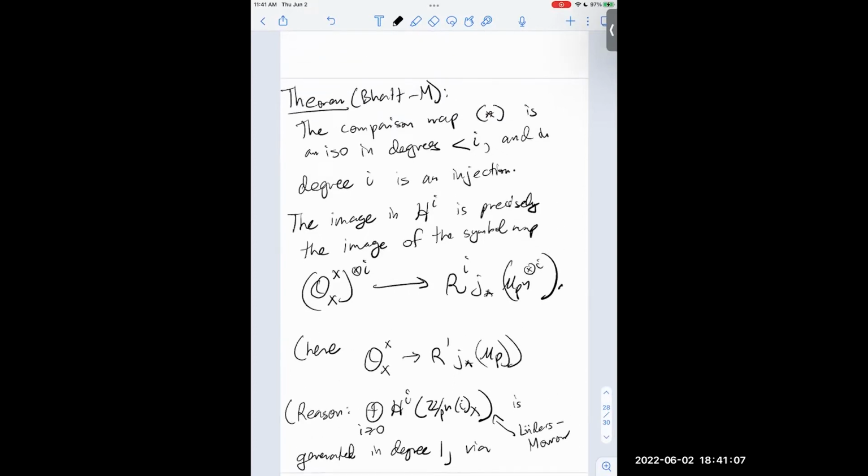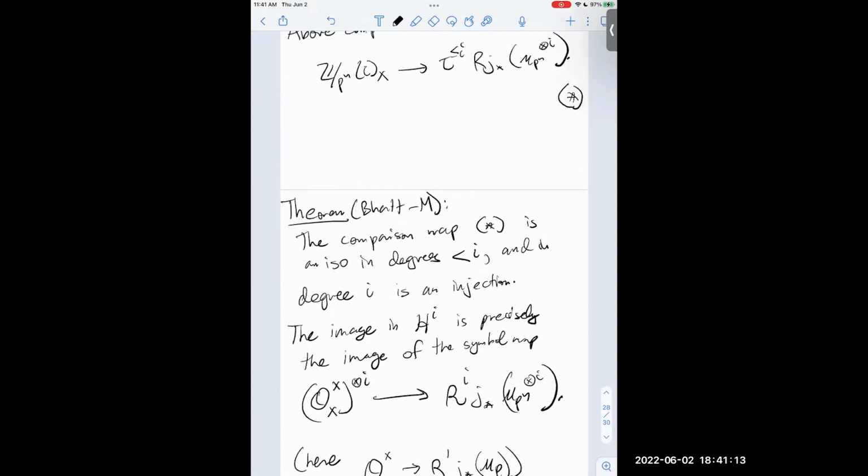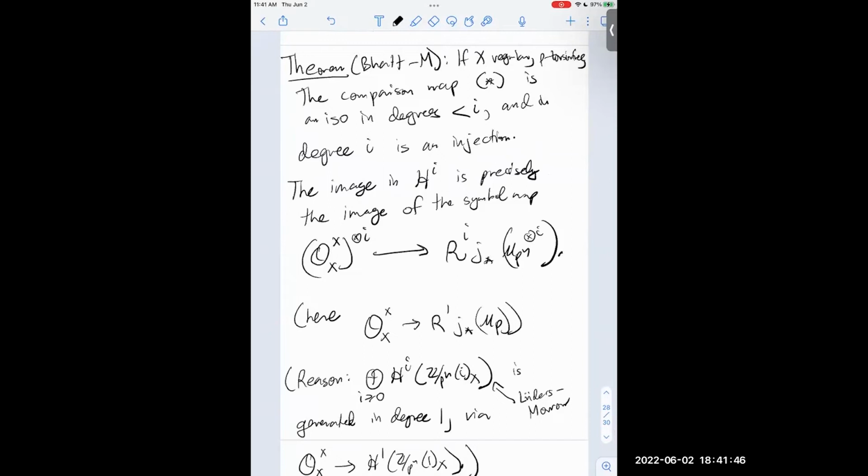Sorry. So just to reiterate, the statement is that this comparison map from the syntomic complex on X to this truncated Rj_* of μ_{p^n}^{⊗i} is a map that you always have for any X. And the statement is that, if X is regular and p-torsion free, then this map is an isomorphism in cohomological degrees less than i. And in degree i, the image is exactly what you get from generation in degree 1 by symbols. So it's the image of this symbol map. Okay, so this is the statement of the theorem that I just wanted to explain a bit.